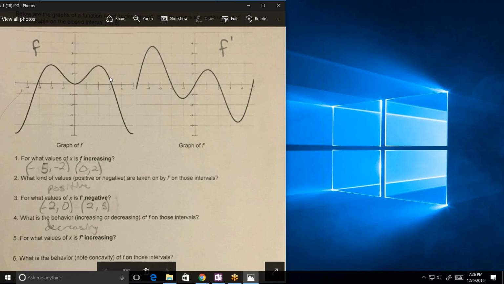Just look at the curve. Look at the function f and draw tangent lines at those points. What's the slope of those tangent lines, all three of them? Zero. Yeah.